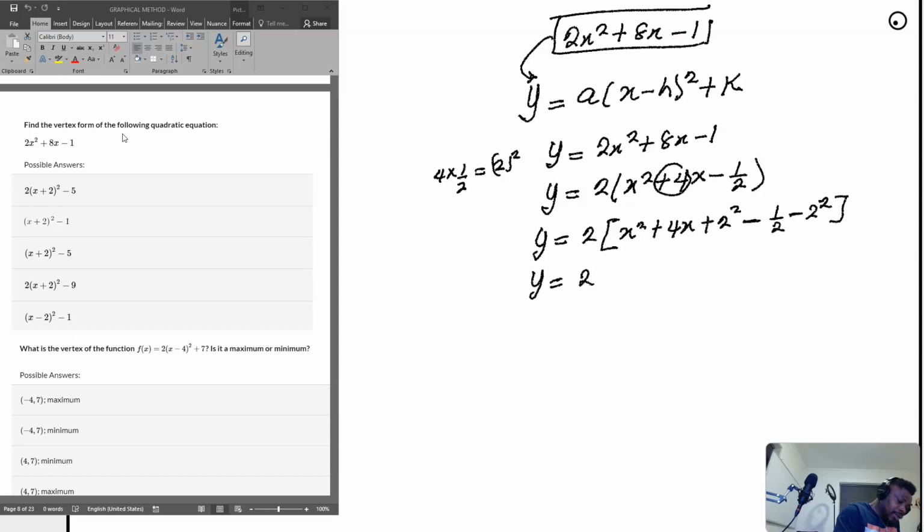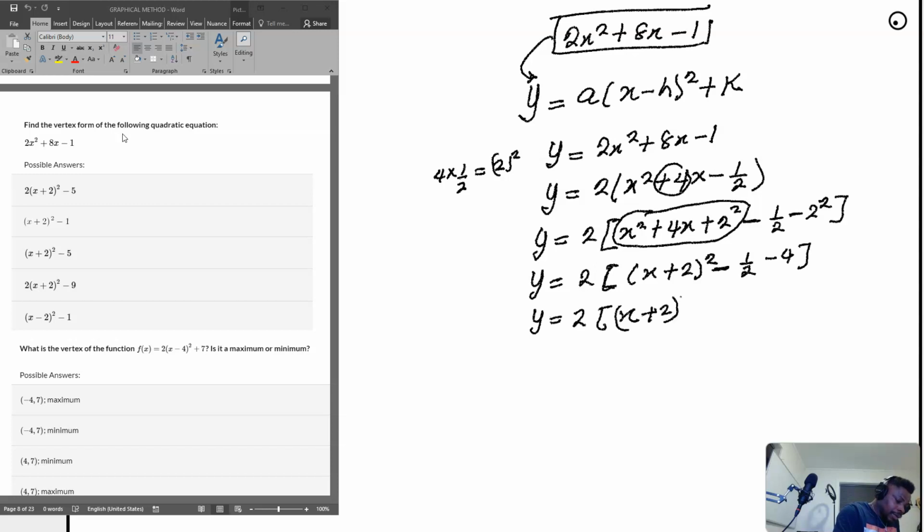So this one here is x plus 2 all squared, then minus half minus 4. So this is x plus 2 all squared minus, LCM is 2 here. This is 1 minus 8. 2 is x plus 2 squared minus 9 over 2.